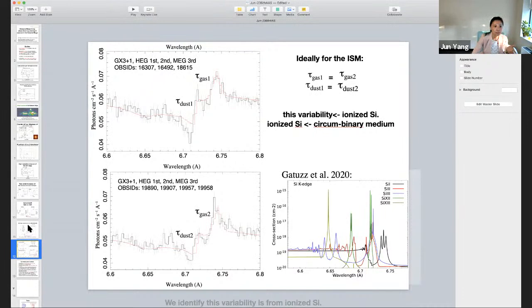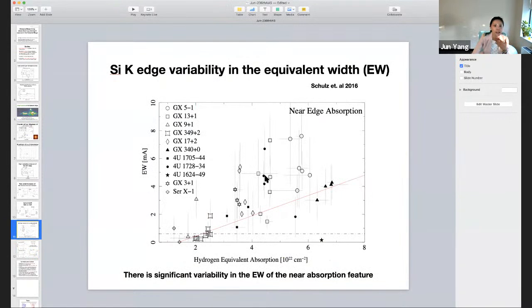Because this tells us ionized silicon. If there's no variability, no ionized silicon, so there should be no data points. All the data points should be aligned with the red line, the fast mode.